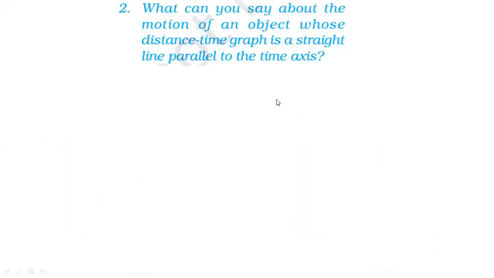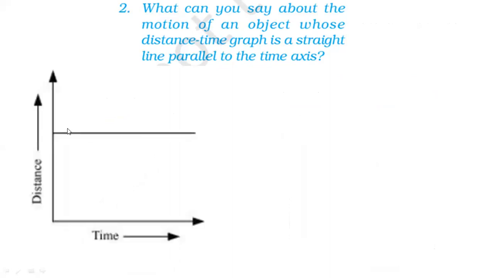Second question is, what can you say about the motion of an object whose distance time graph is a straight line parallel to the time axis? They are asking us to first draw a distance time graph in which there is a straight line parallel to the time axis. So let me just draw it. This is the graph, right? We draw a straight line parallel to the x axis, that is the time axis. So this is the line.